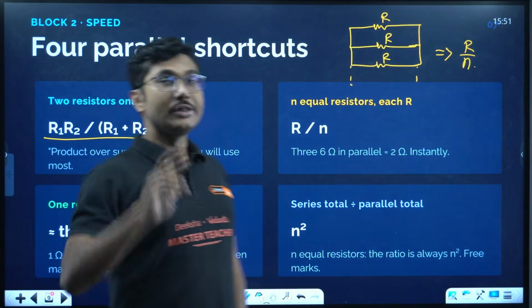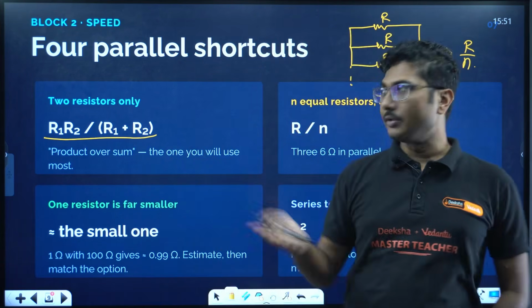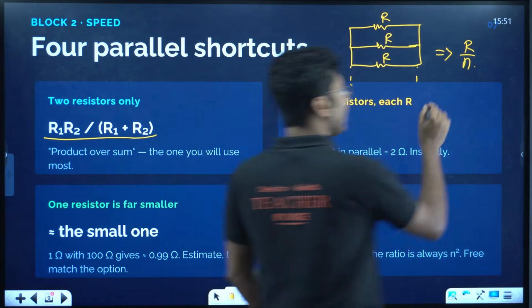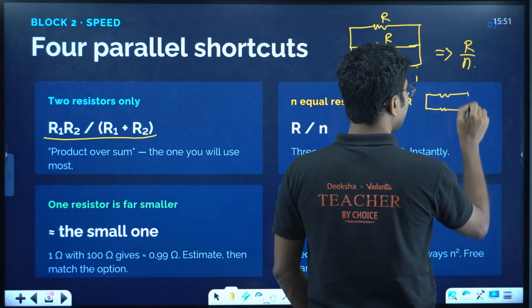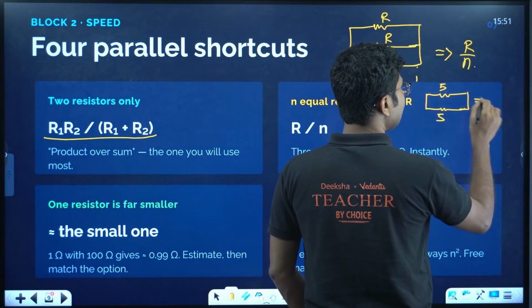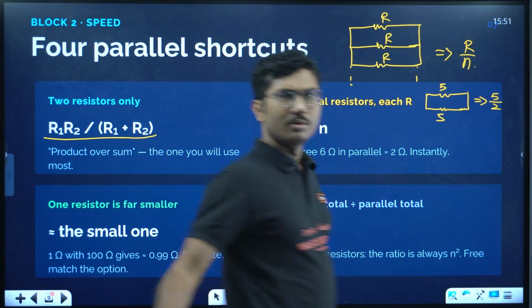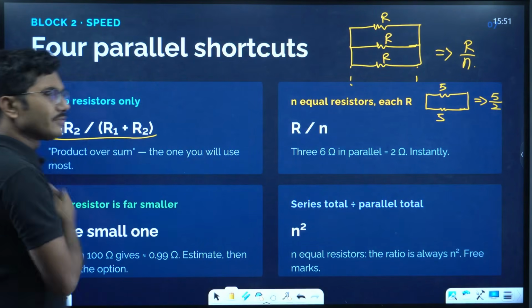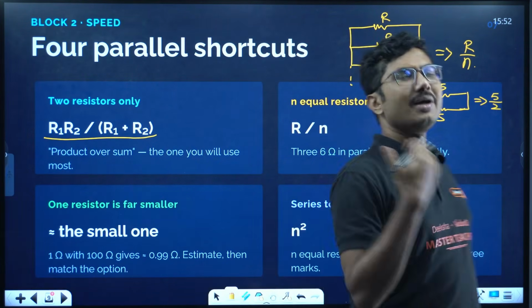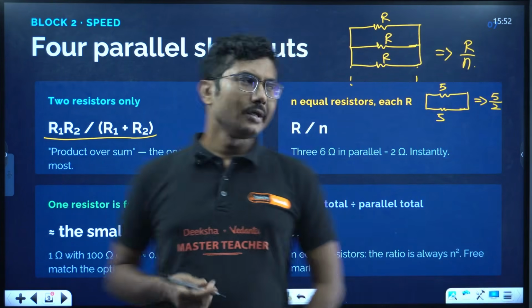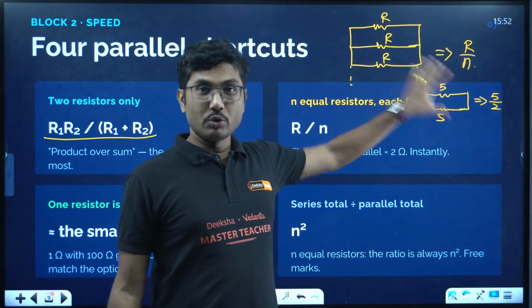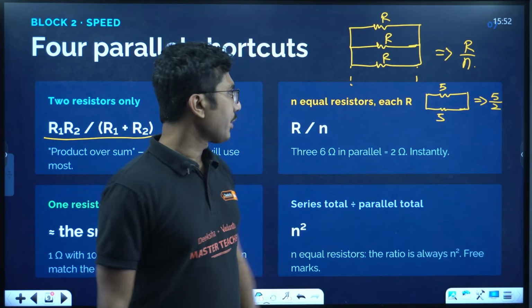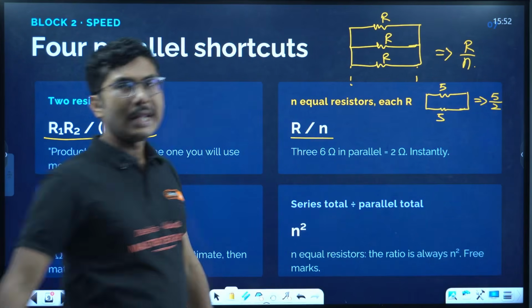Many cases you will see 2 resistors in parallel having equal value. Do not use the formula in that case. You can use it, but if you see 5 ohm and another 5 ohm connected in parallel, then their equivalent will be 5 by 2. You don't need to bother about it. It is very simple and easy. You don't need to apply all these formulas. 5 into 5 divided by 5 plus 5, you will get 5 by 2 only. Right? So this is more common: 2 resistors of equal value connected in parallel, the equivalent resistance will be 5 by 2. So for n equal resistors, it will be R by N only.